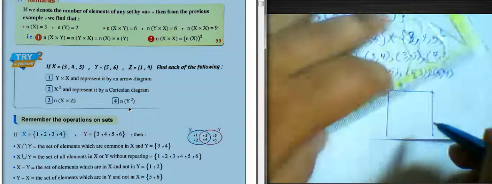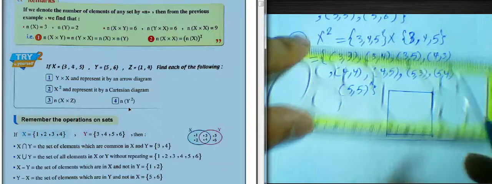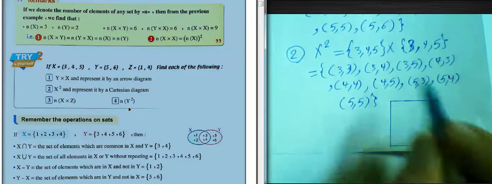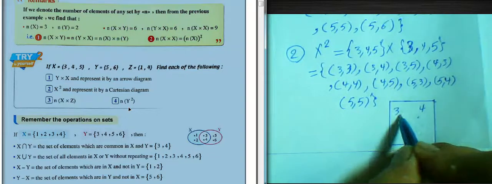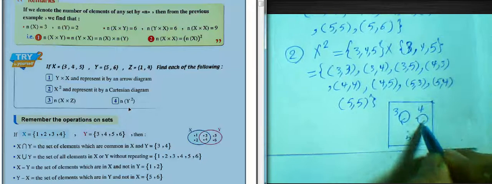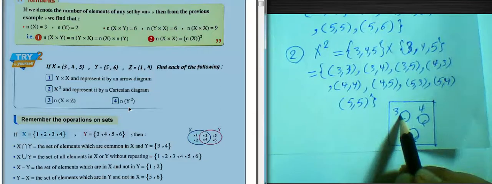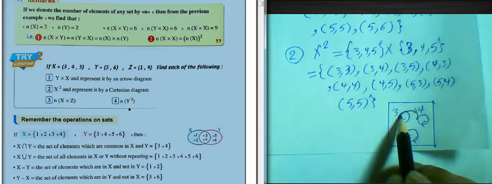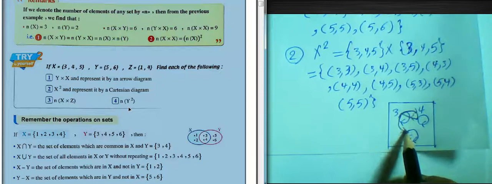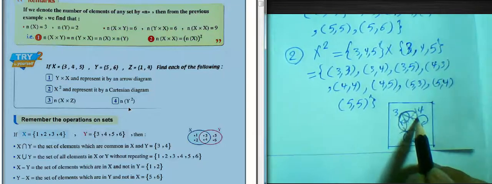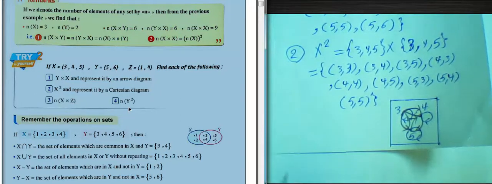Write all elements of x here in the square and join from the first projection to the second projection. Write the elements 3, 4, and 5. Join 3 to 3, 4 to 4, 5 to 5, and then we can join 3 with 4, 3 with 5, and 4 with 3, 5 with 3, and 4 with 5, and 5 with 4. It's okay. Question number 3.